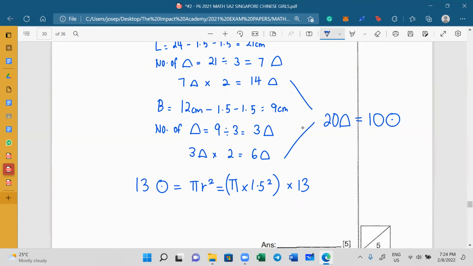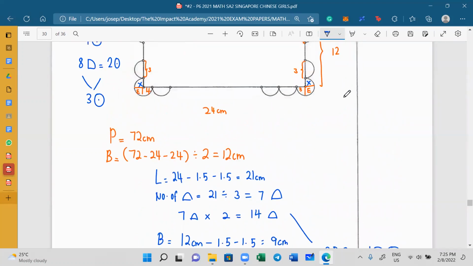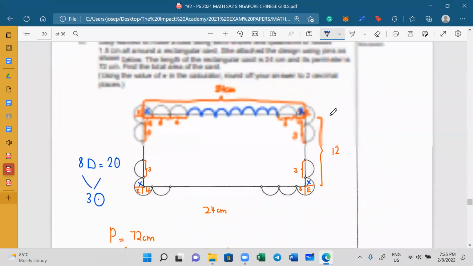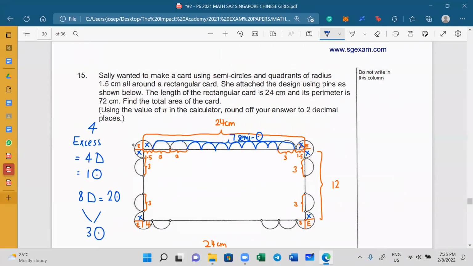And this will help me to get 91.89158512. Now, why is it that I'm writing out all of these numbers? Because I don't want any truncation error. So I write out everything. Right? If not, later on I realize I have some rounding error and stuff like that. I don't want that. Okay? Now, once I'm done with this, I have found out all of these decorations, correct or not? All of these decorations, I know what is the area.